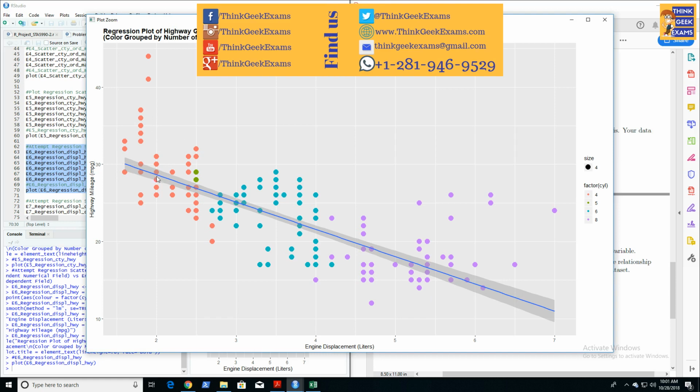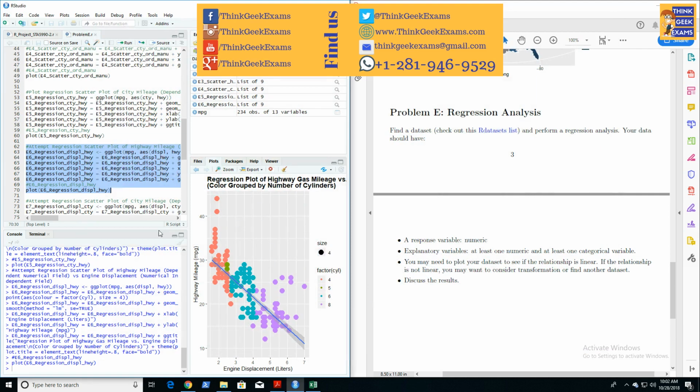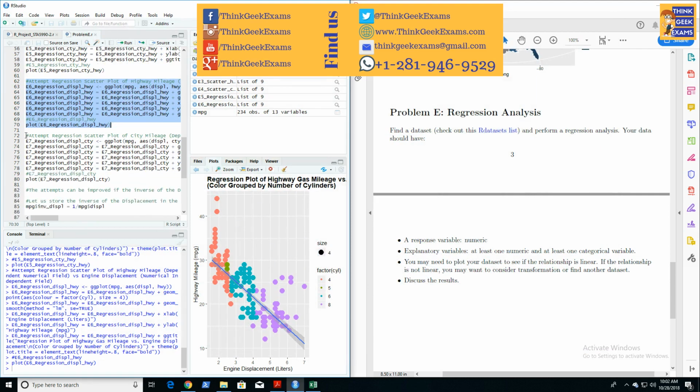What we can see is the fit is not very accurate, because it seems to be going up this way and then going back out this way. So there is sort of like a curved relationship that we are not catching with this linear regression. Maybe we can do better by changing the engine displacement somehow. I think an inverse would be a good idea. But before we do that, let's look at the city gas mileage versus engine displacement.